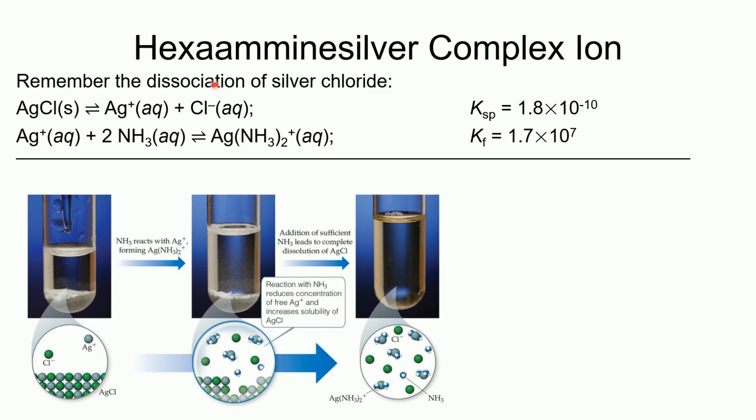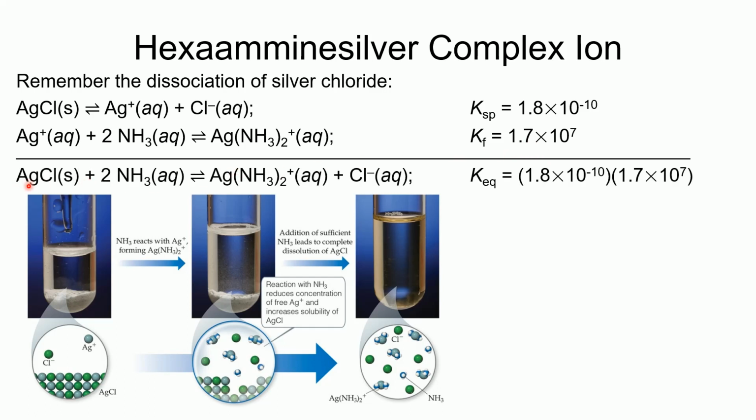So it says hexa. It should be, oh my goodness, I made a mistake here. This should be the diamine, not the hexamine. Anyway, I forgive myself. So anyway, there is the complex ion, and there's 2 of them. So that means when we add those 2 equations together, this will be our net equation. But then look here. When we add equations together, we multiply their equilibrium constants. So when we multiply these 2 equilibrium constants, we get 3.1 times 10 to the negative 3.